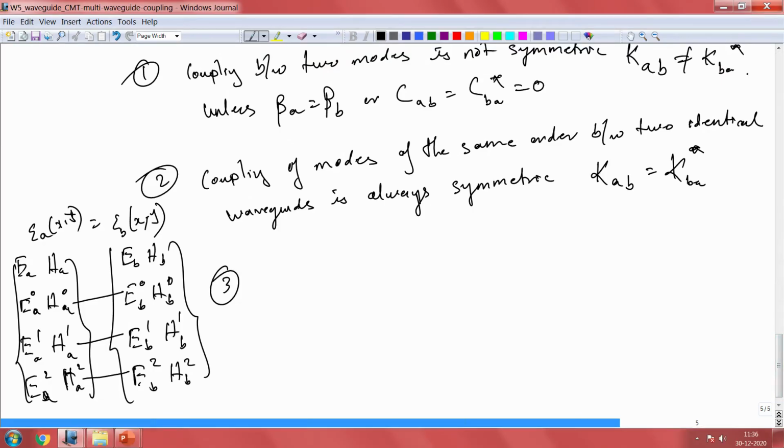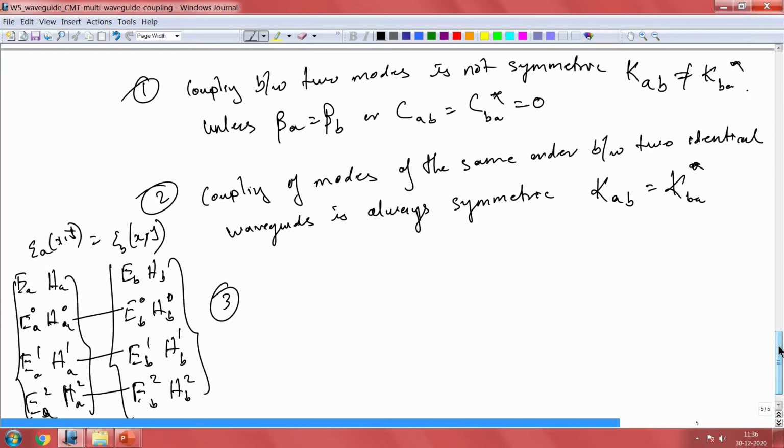this is also true when you are having a single waveguide mode. Okay. When you are talking about a single waveguide, you could have CAB equal to CBA, which is equal to 0. So, this is possible, right.